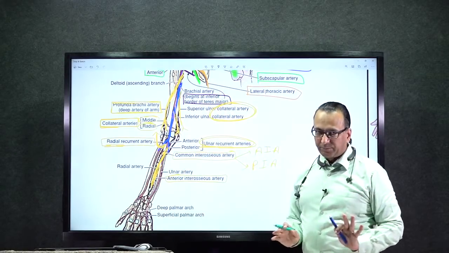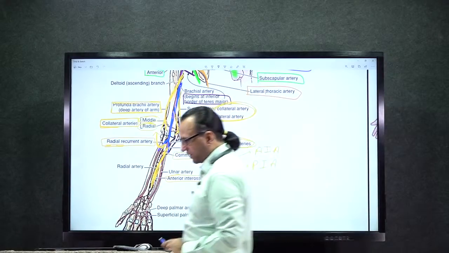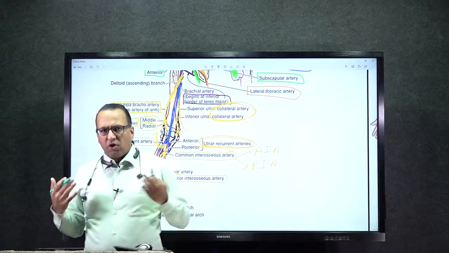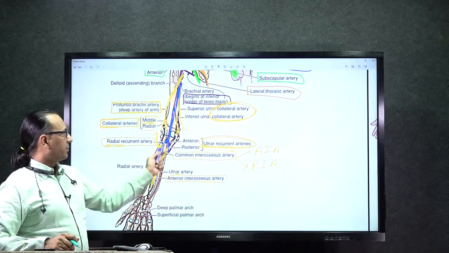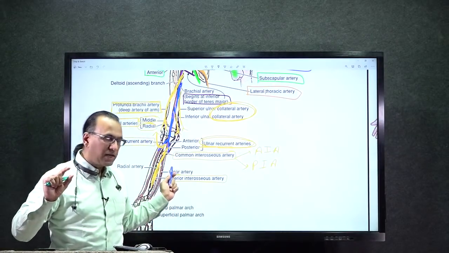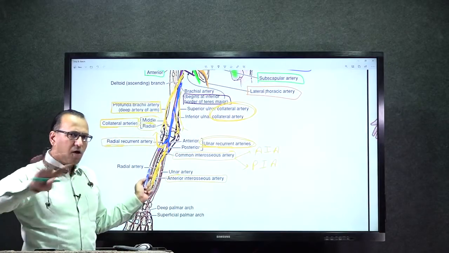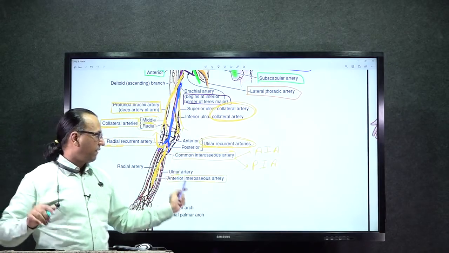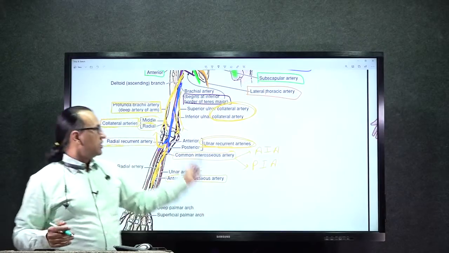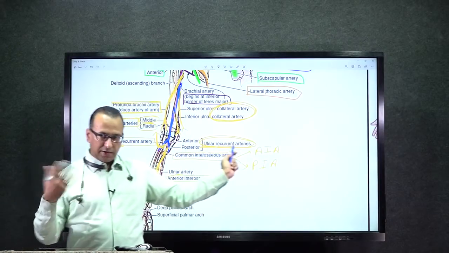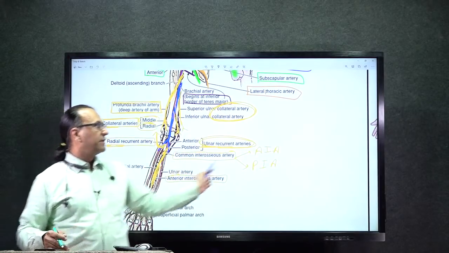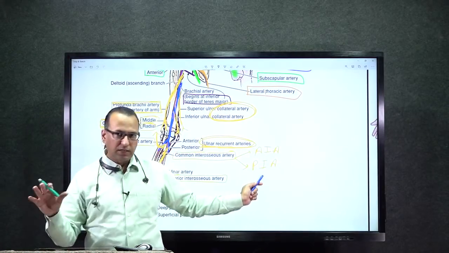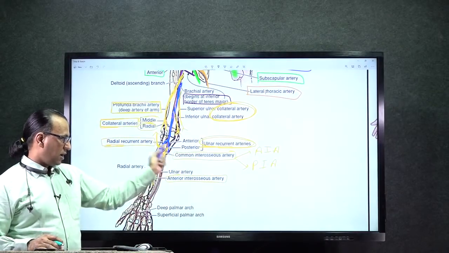So my point is simple. See, questions will come here like they are asking, radial recurrent artery is a branch of, you say radial recurrent artery is a branch of radial artery, but this is the only branch radial artery gave. All the branches otherwise come from ulnar artery. Like which one? Like there is anterior and posterior ulnar recurrent artery, and then there is common interosseous artery giving anterior and posterior interosseous artery. They all come from ulnar artery.